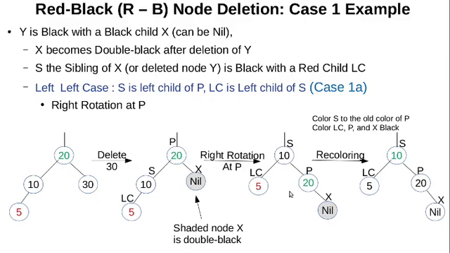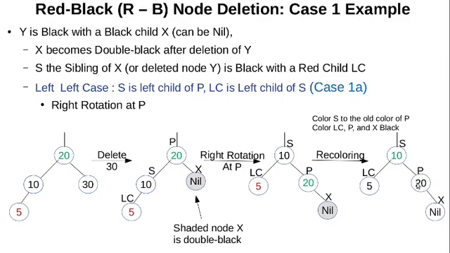After the rotation, we carry out the recoloring to reduce double blackness of node X without violating other red-black tree properties. We color S with the old color of P. This ensures the same color of the subtree root as earlier, that is before the rotation. As LC is taking place of S after rotation, it is colored black.